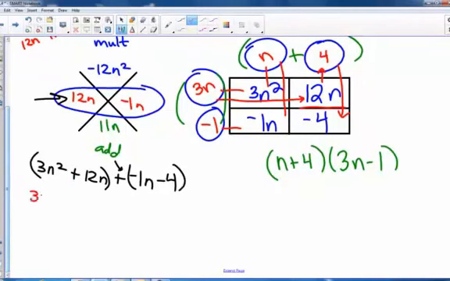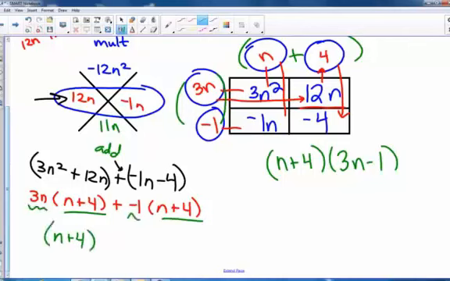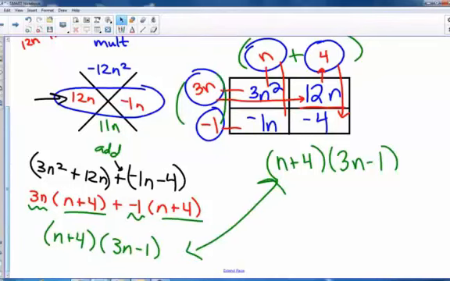Greatest common factor here, 3n. We're left over with n plus 4. Greatest common factor here, negative 1. And we have n plus 4. N plus 4, and we're left over with 3n minus 1. Check it out. The same exact thing. That's how you factor the long way.